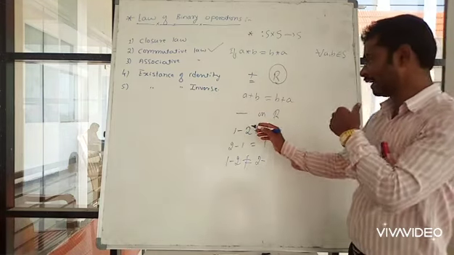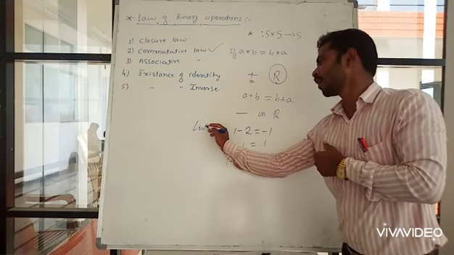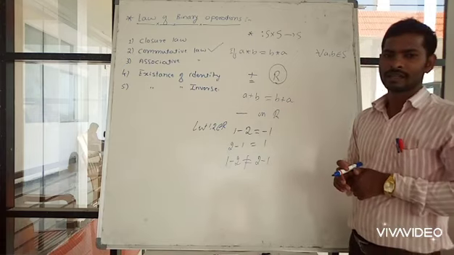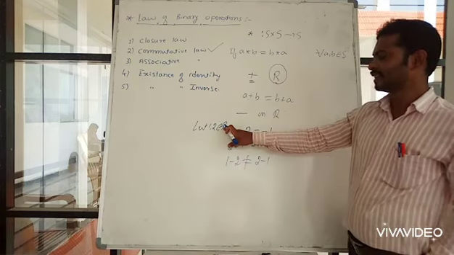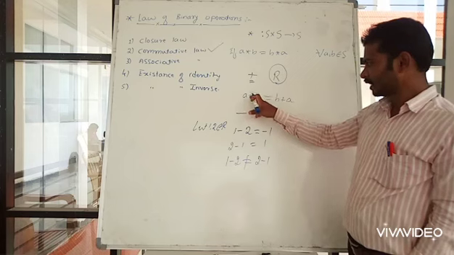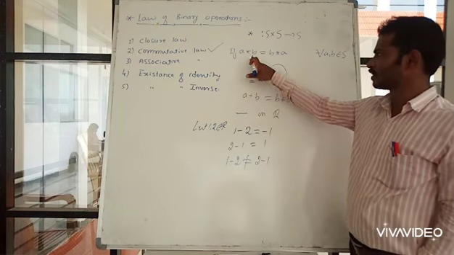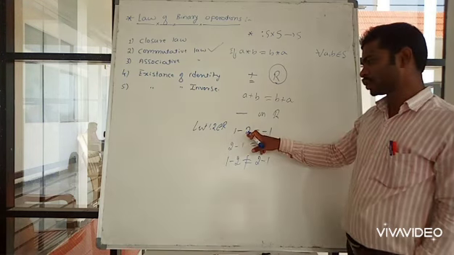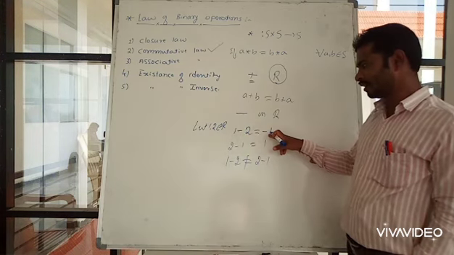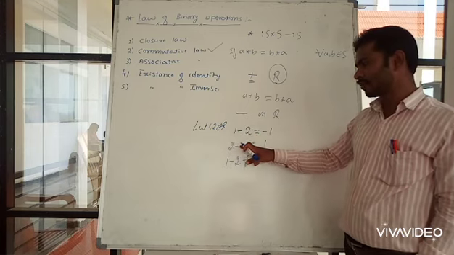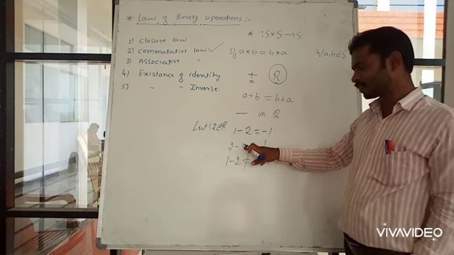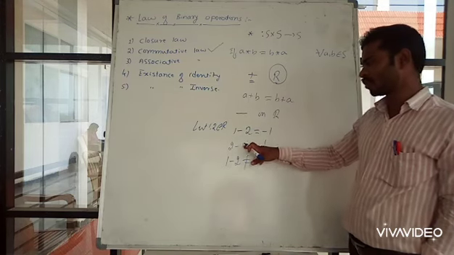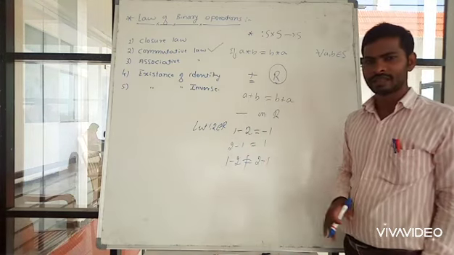So I am going to define here two elements. Let 1 and 2 be any two real numbers. For these two real numbers, what is the condition? I am going to verify this condition, that is A star B equals B star A. A star B is nothing but 1 minus 2. Its value is minus 1. B star A is nothing but B minus A, which means 2 minus 1. It is equal to 1. Therefore, A minus B is not equal to B minus A.